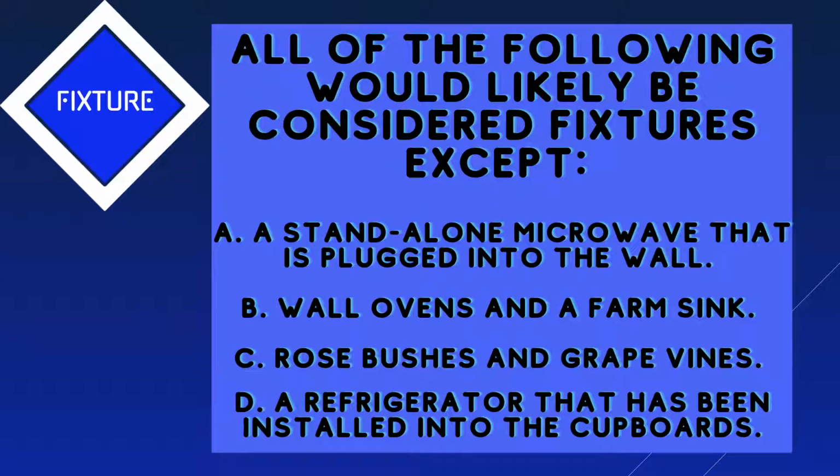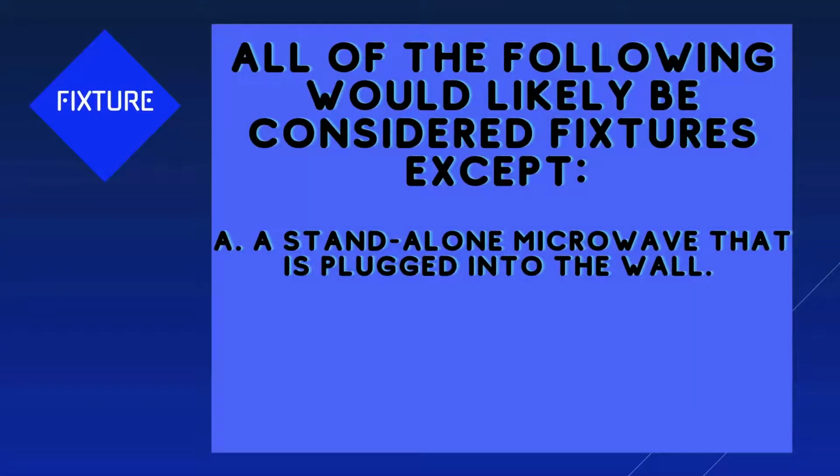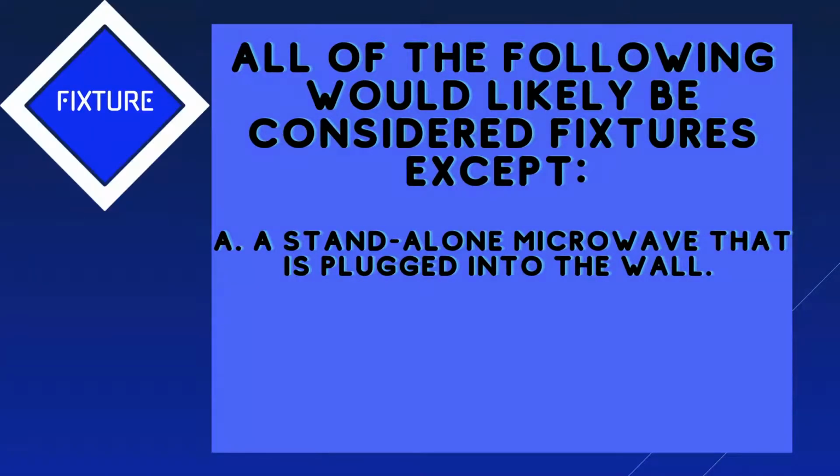So the correct answer here is A, a standalone microwave that is plugged into the wall, because it is plugged into the wall. It is not attached to the property. It is not nailed, screwed, or glued. If I flip the property upside down, that would definitely tumble to the ground.